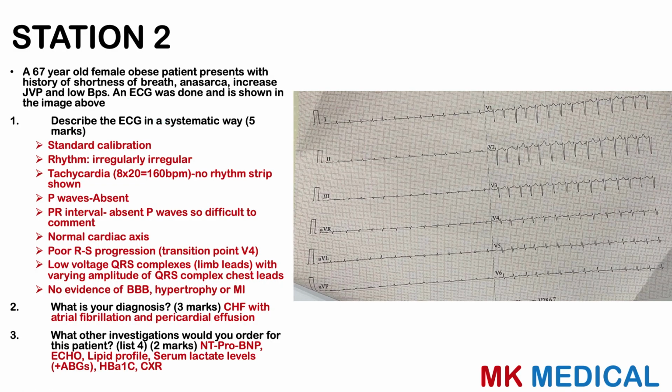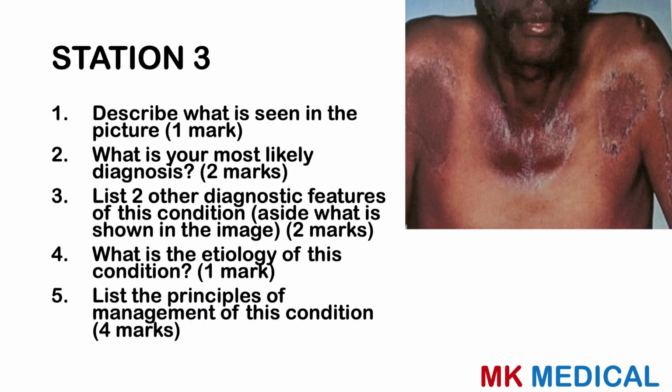So generally you want to get your N-terminal pro-B-type natriuretic peptide to see if there's any strain on the heart. You also want to get an echo for this patient, get a lipid profile, get serum lactate levels, together with your ABGs, do an HbA1c, and get a chest x-ray for this particular patient.